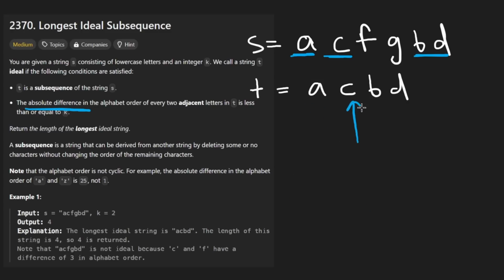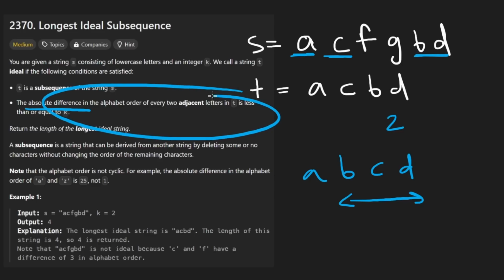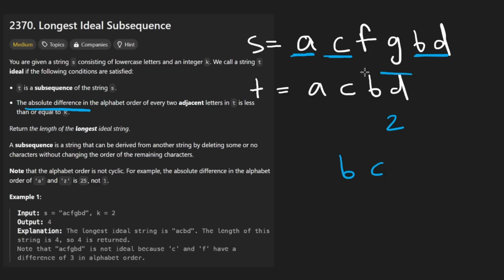The difference between C and B is also less than or equal to 2. It's going to be 1 because these are adjacent in the alphabet. Lastly, B and D, the difference between these two is also going to be 2 because that's the difference between them in the alphabet. So that's what this second condition is saying. It doesn't mean the sum of the differences has to be less than or equal to k. That's what I initially thought. So if this was confusing to you, this is exactly what it means here.